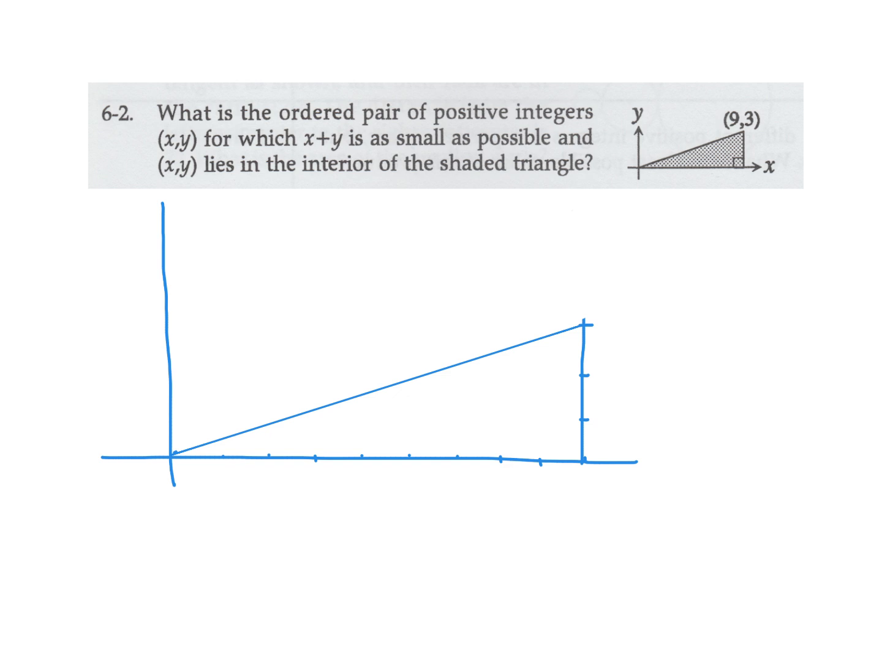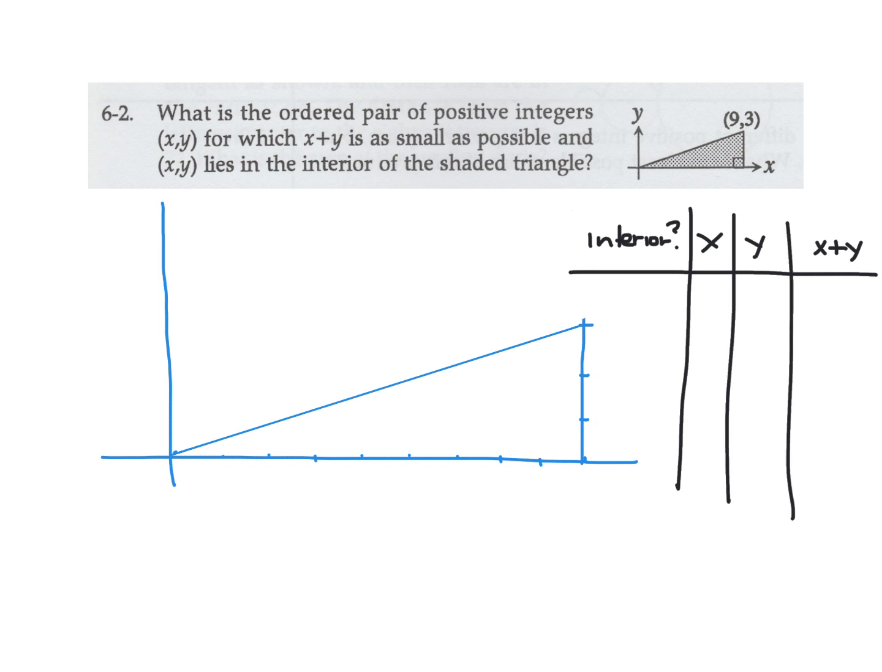You can create the equation of the line, or you can just make a little table. So we have x, y, x plus y, and then is it in the interior, yes or no. When I choose 3 for x, this is of course the x-axis and that's the y-axis. When x is 3, which is 1, 2, 3, will it be in the interior? And the answer is yes, because it's going to be approximately there.